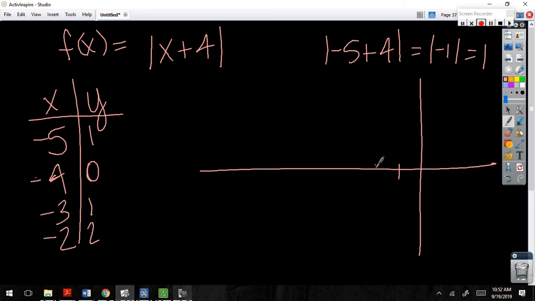1, 2, 3, 4, 5. Negative 5, 1. Negative 4, 0. Negative 3, 1. Do you see it's reflected itself here? Negative 2, 2. And if I went out negative 6, I'm going to bet it's going to be at 2. Negative 6 plus 4 is negative 2, which would give me 2. I can see the graph now.